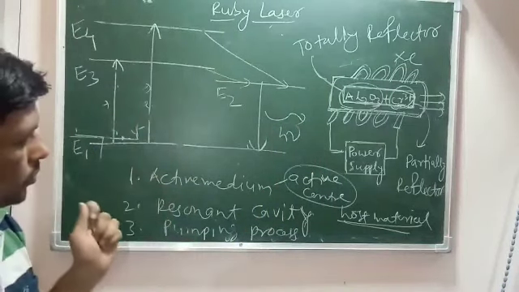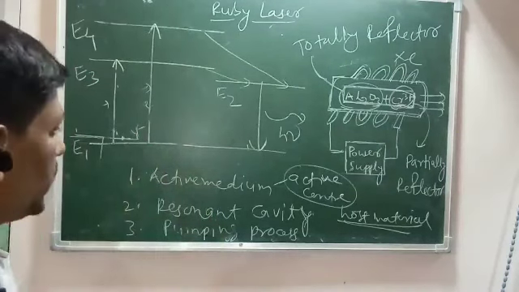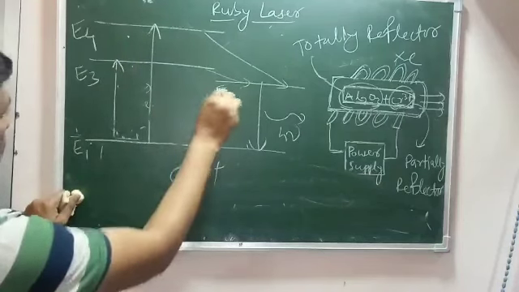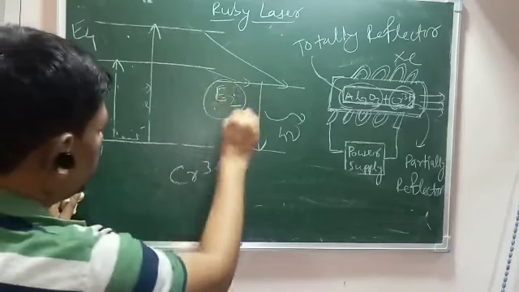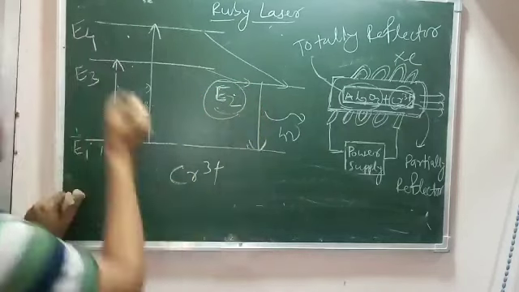Now we discuss the energy level diagram of the ruby laser. As we said, the active center in the ruby laser is the chromium ion. So the energy level diagram for chromium ion is a 3-level system. Now you can see here E1, E2, E3 and E4. E1 is the ground state, E2 is called the metastable state. Why it is called metastable state can be discussed later. E3 and E4 are the unstable excited states.